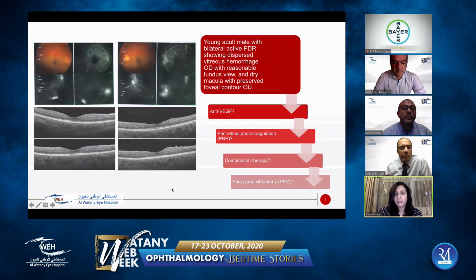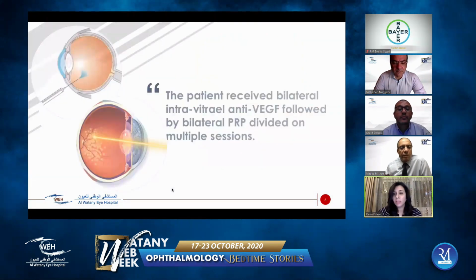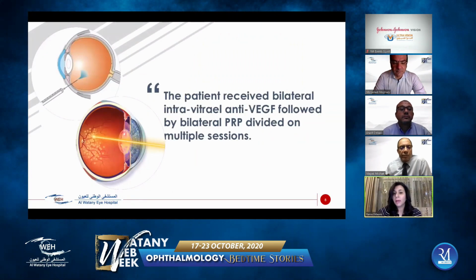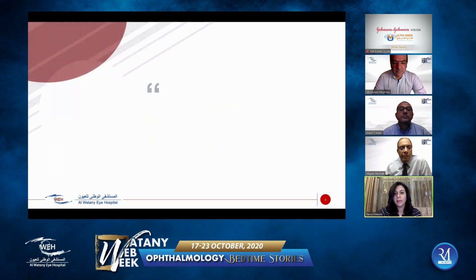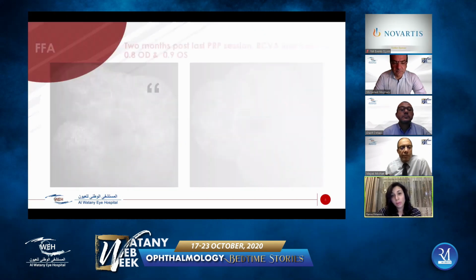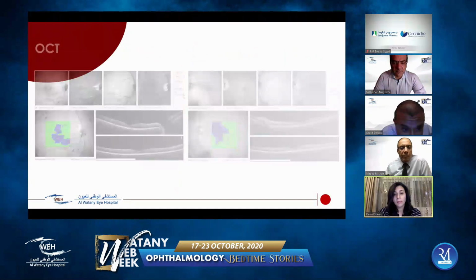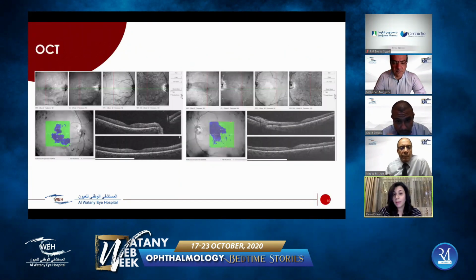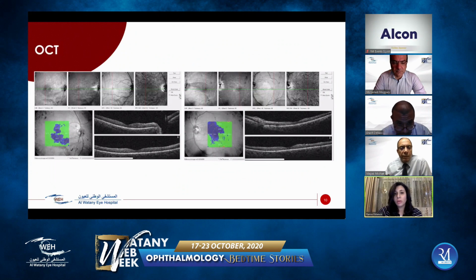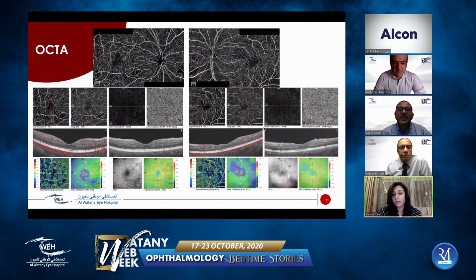Actually, this patient had an intravitreal injection and bilateral PRP treatment divided over multiple sessions. And here we can see fluorescein 2 months post-laser treatment. Best-corrected vision improved to 0.8 in the right eye, 0.9 in the left eye, with regression of new vessels. OCT shows dry macula, and OCT angiography shows areas of macular ischemia with enlarged FAZ and again dry macula.